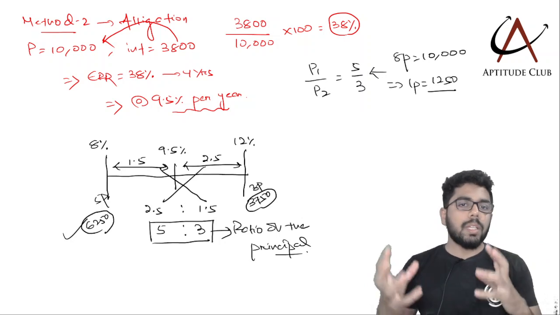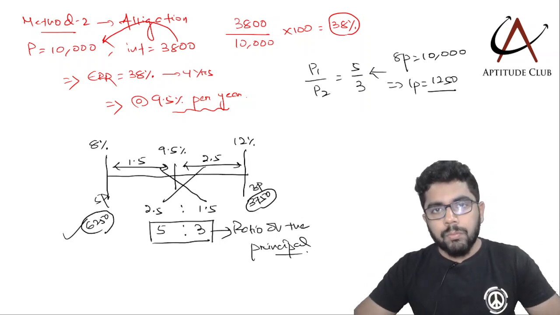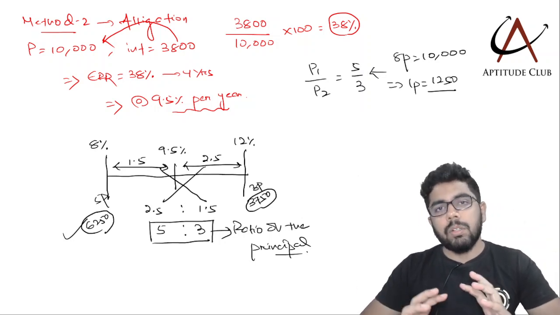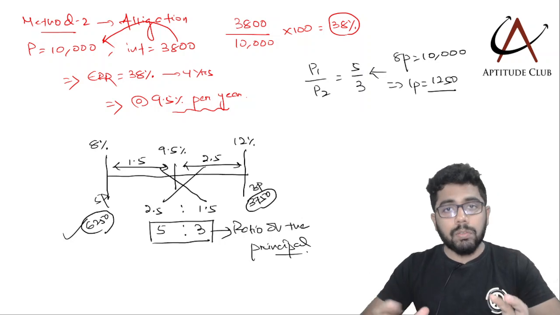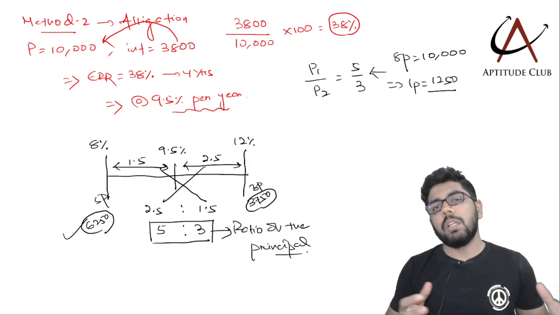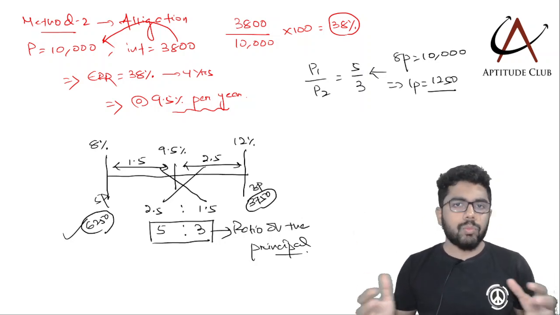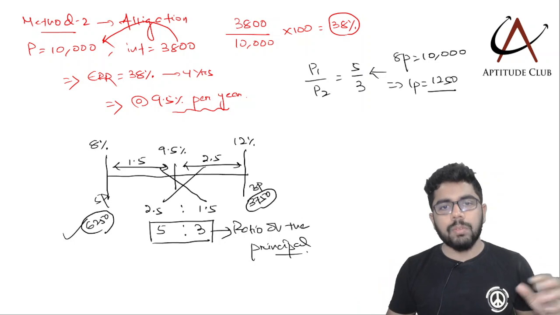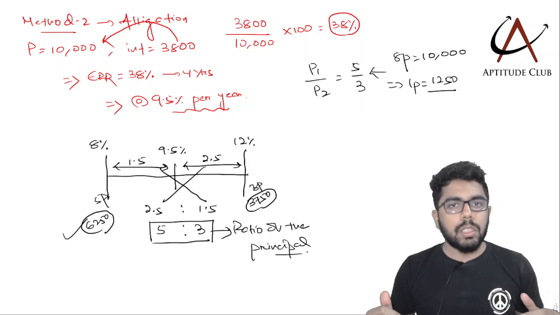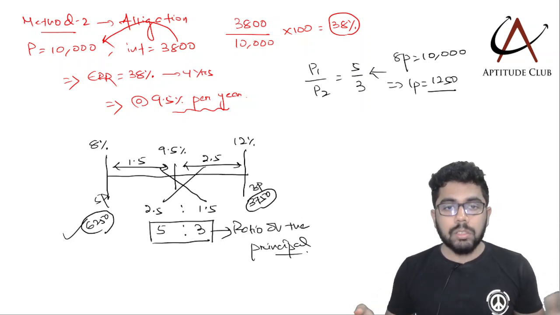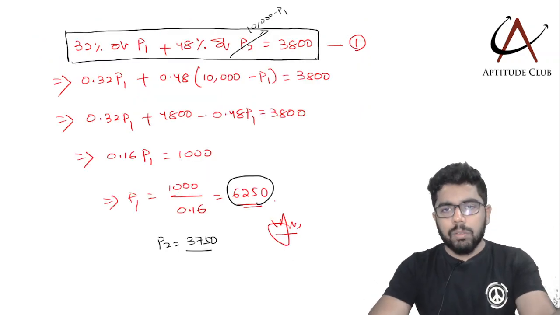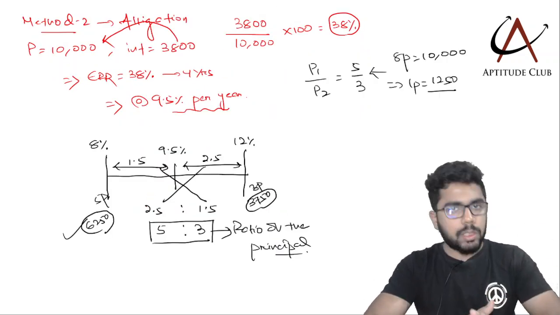Same question, but we are looking at it from alligation point of view. That if you are getting a 3,800 return on 10,000 in 4 years, it's an ERR of 38% in 4 years, that is 9.5% per year. On one side, I'm lending money at 8%. On the other side, I've invested at 12%. So overall, I'm supposed to get somewhere between 8 and 12, that is 9.5. The moment you can realize this, that's when you can think immediately that, okay, this is a typical case of alligation. Why not use that? And you can see the calculation is much simpler. This is not very difficult calculation, but obviously alligation makes more sense in this kind of questions.